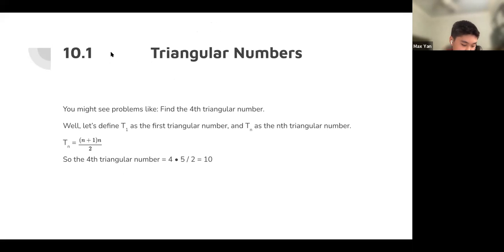Okay, so this is a terminology thing. What are triangular numbers? We might see problems like find the first triangular number. Let's define T1 as the first triangular number and Tn as the nth triangular number. Tn is equal to n plus 1 times n divided by 2. So the fourth triangular number is 4 times 5 divided by 2, which is equal to 10.